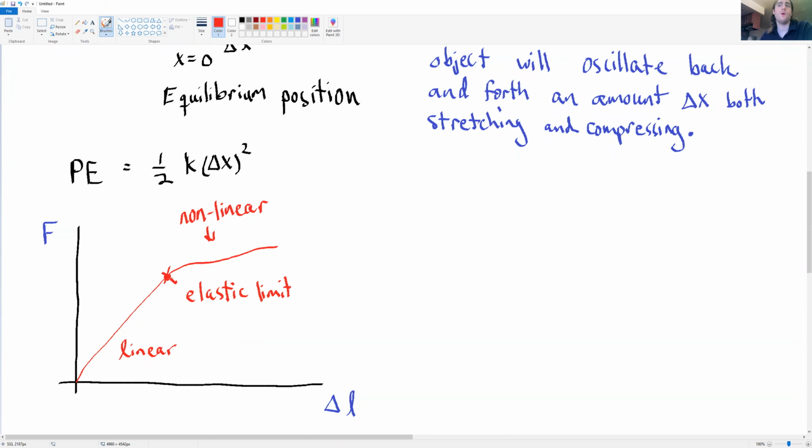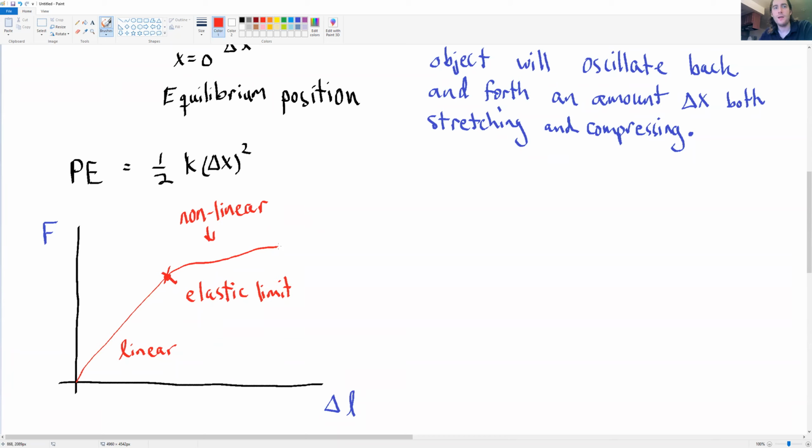But this is the point where the material stops behaving linearly and then becomes kind of like, I don't know, it could be exponential, it could be quadratic in some way, there are many different things that it could be. It's just not linear, right? So it's much more difficult to describe things that are not linear.